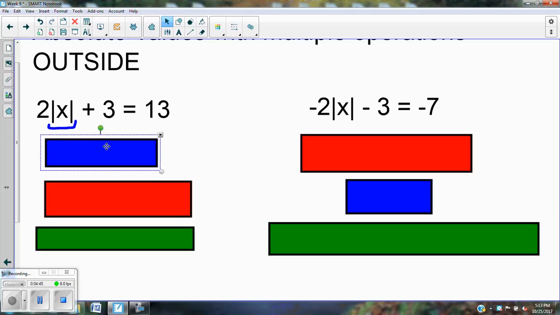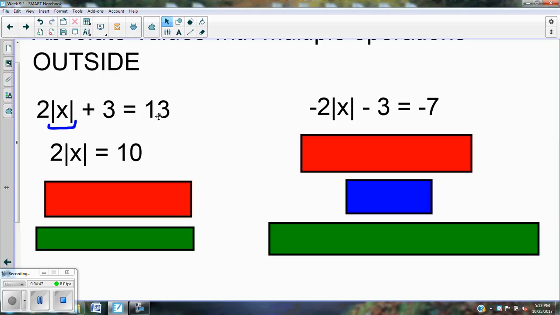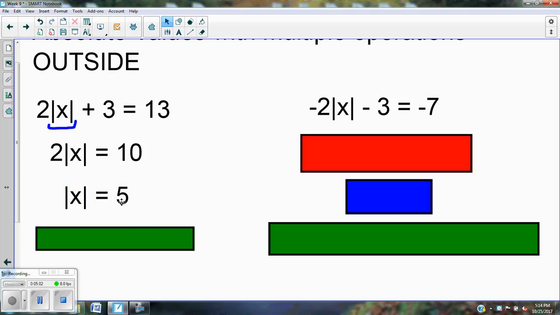I would suggest subtracting the 3 from both sides. Minus 3 here, minus 3 here. We get 2 times the absolute value of x equals 10. Now go back and do that divide by 2. Absolute value of x equals 5.